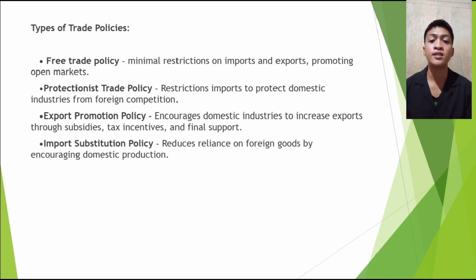The third one is export promotion policy. This is when a government helps its local businesses sell more goods to other countries, often by giving them money or tax breaks. And the last one is import substitution policy. This is a plan to make a country rely less on items made in other places by encouraging its own people to make those things instead.